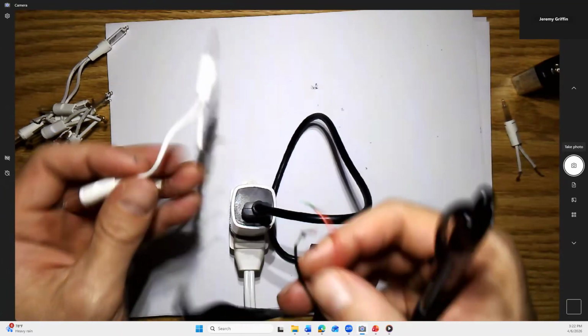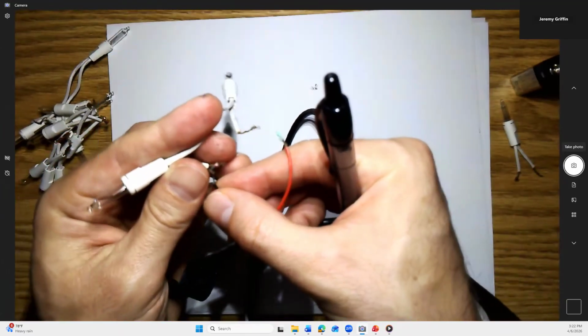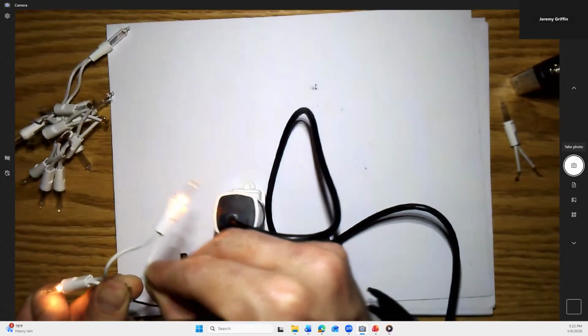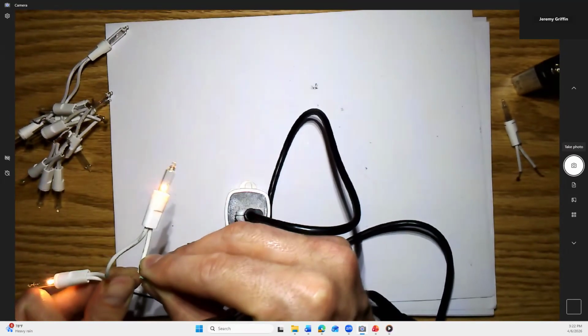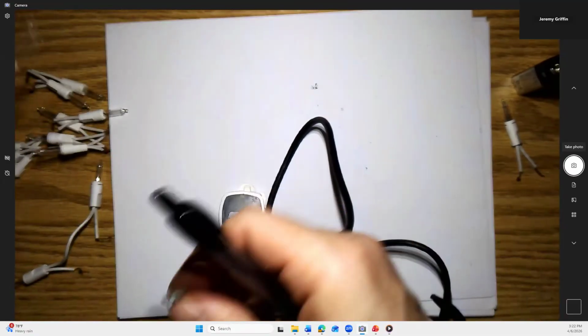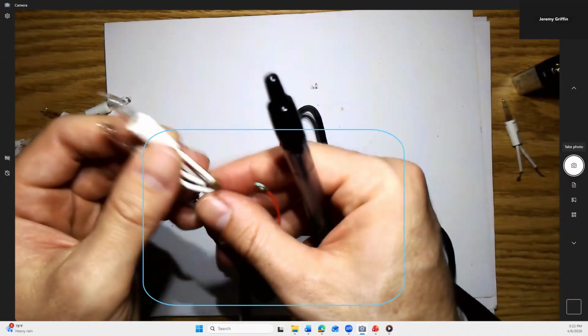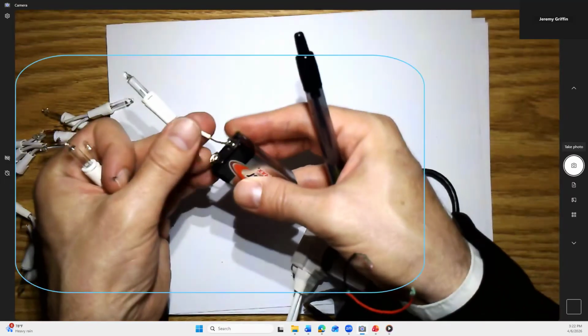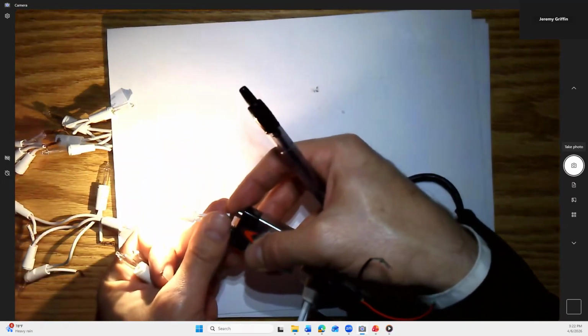How about this? You guys saw 1 bulb. What if I have 2, one after another? Those are on, but they're really dim. You guys see they're really dim like that? Let's go back to 1 bulb. Let's just do the battery. Look how bright that 1 bulb is.